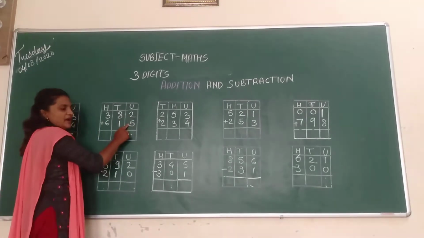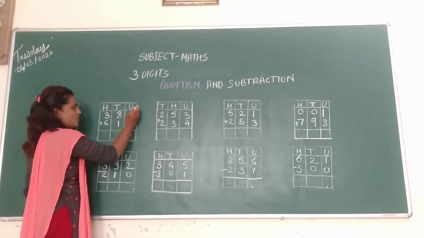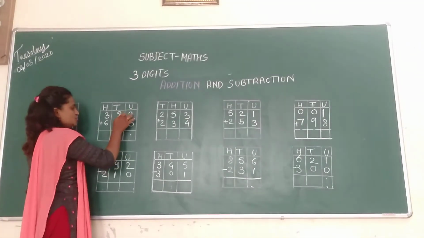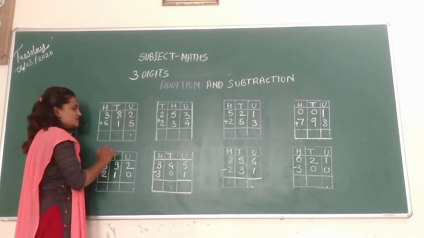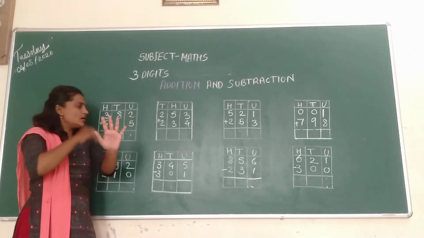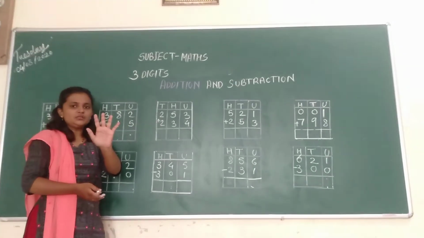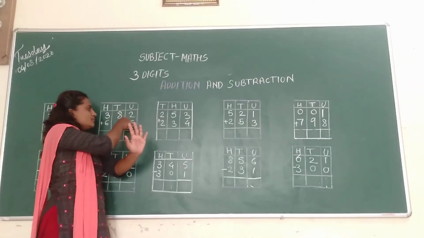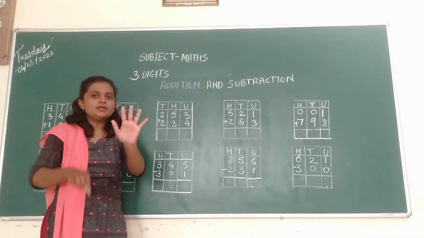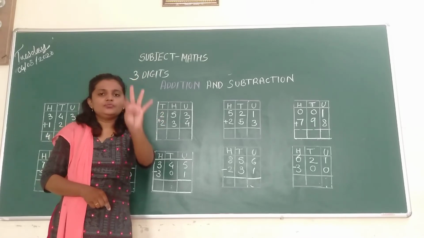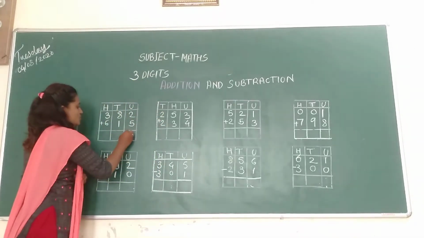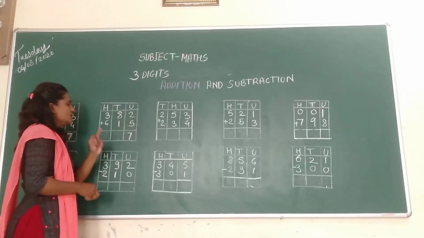So same, we'll do addition again here. 2 plus 5. First, we'll start from the units place. Which numbers are there in this units place? 2 and 5. 2 plus 5, take 5 fingers and count forward from digit 2. Which number is coming after 2? 3. So we have to count from 3. 3, 4, 5, 6, 7. So 2 plus 5 is 7.